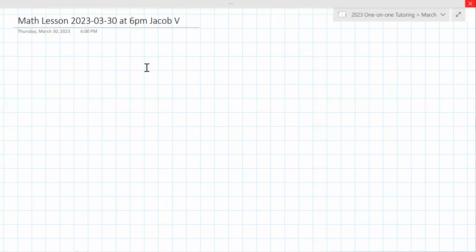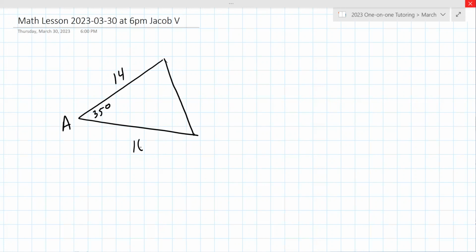So let me show you a law of cosines problem here. Let's say that angle A is 35 degrees. This is 14 and this is 16. Actually, let's make this angle C, and you want to find C there. Does that kind of look like something you might have seen in class?